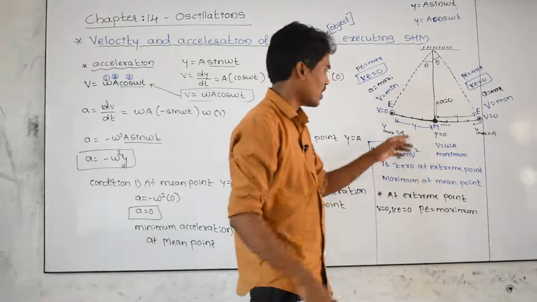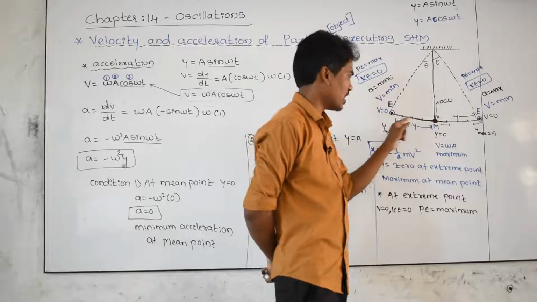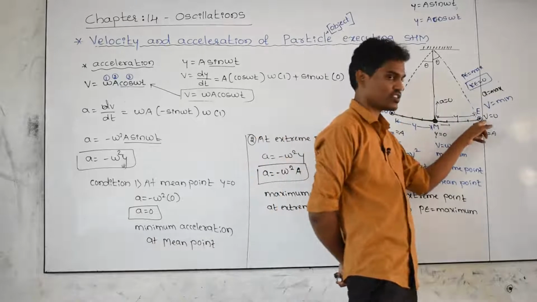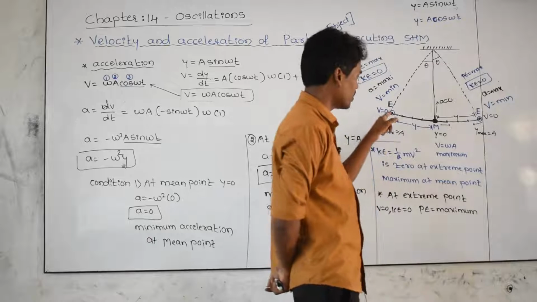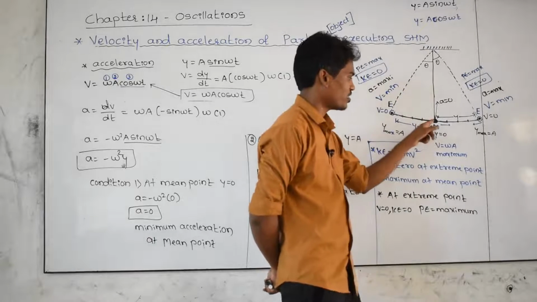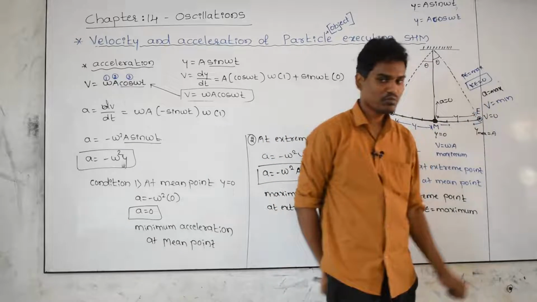At this point velocity is maximum, therefore kinetic energy is maximum. At this point velocity is 0, that's why kinetic energy is 0, and here kinetic energy is 0. At this point kinetic energy is 0 but potential energy is maximum. At this point potential energy is 0. At this point potential energy is maximum.